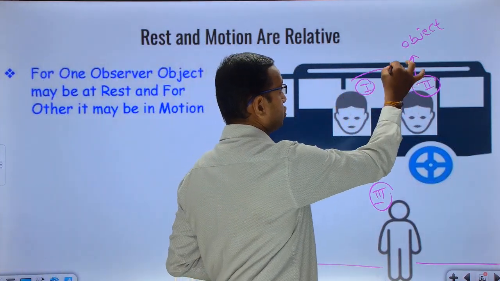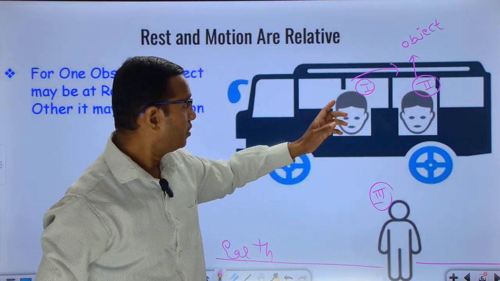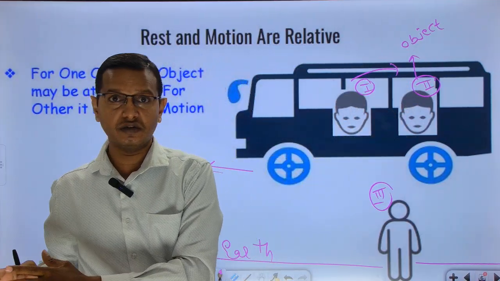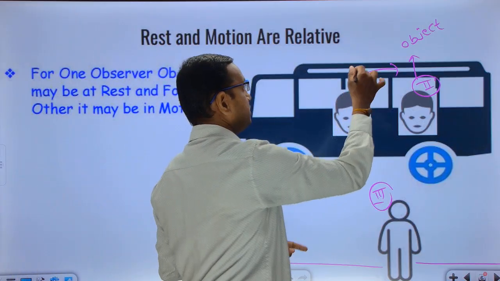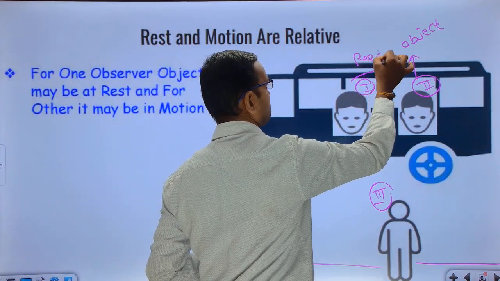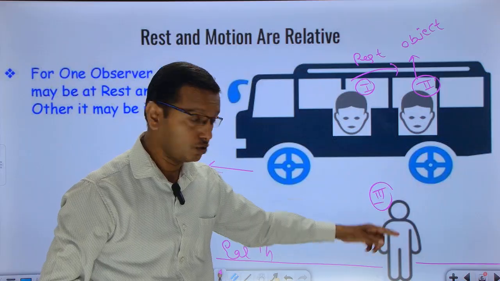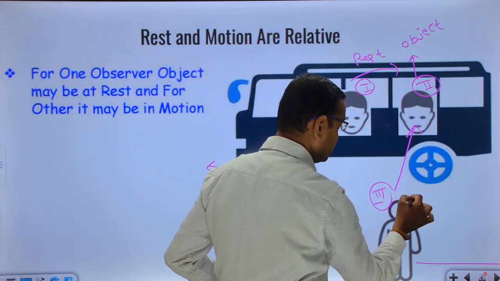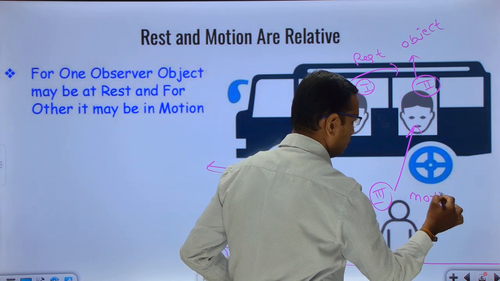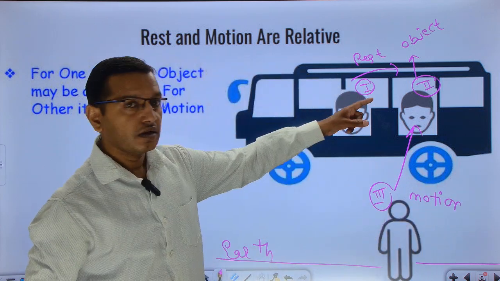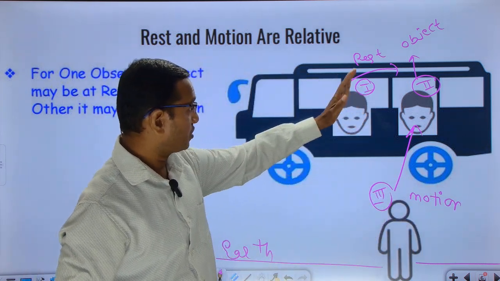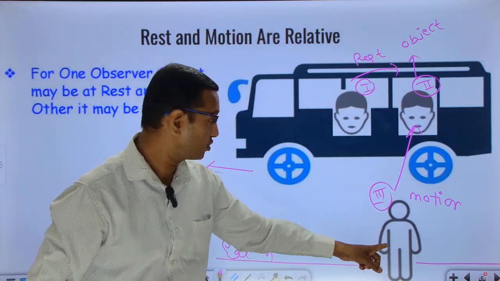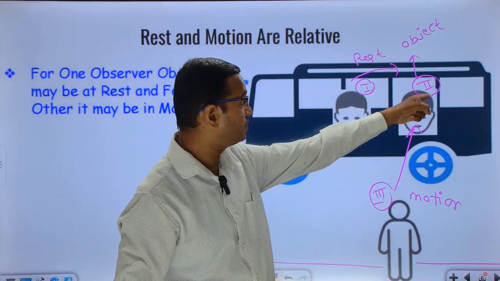Person 1 is looking at the object. Person 1 is observing that the person is sitting, he is at rest. So for this person, object 2 is at rest. But for this person who is standing outside, the same object will be in motion. So clearly you can see it depends on the observer. For the first observer, the object is at rest. For the third observer, the same object is in motion.